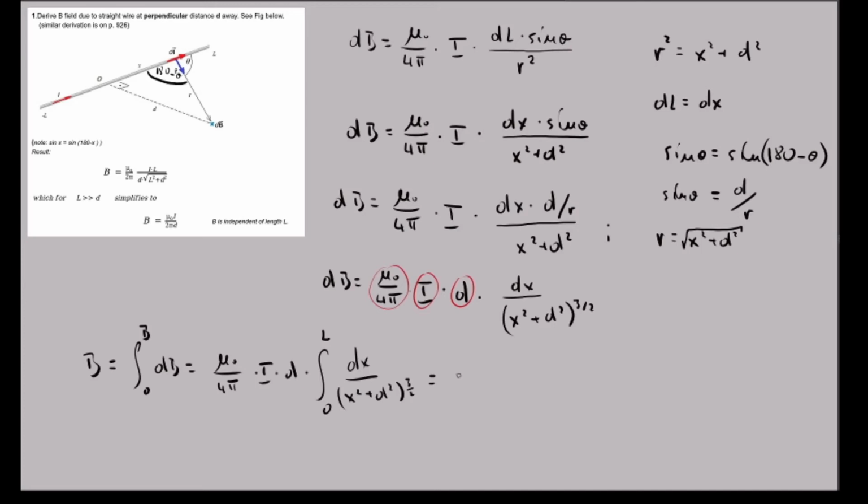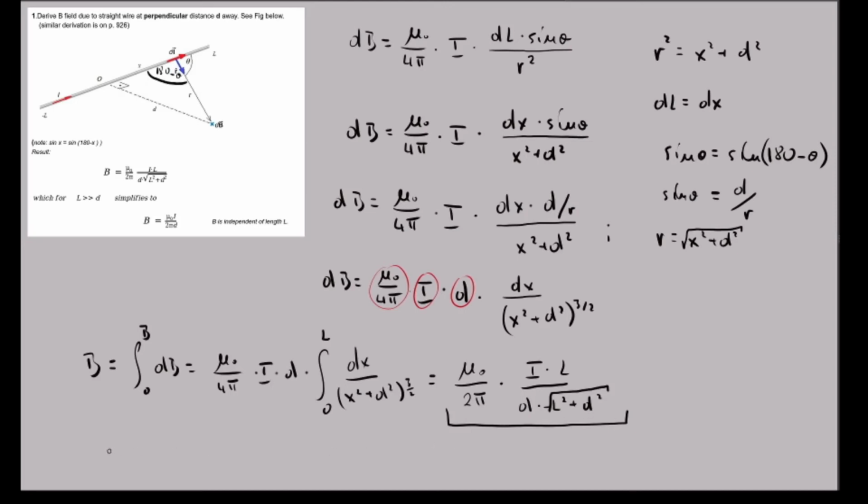So what we'll have here is mu naught over 2 pi times I times L, the length of the wire, divided by d times the square root of L squared plus d squared. So this is it. This is the expression for the magnetic field at this location due to the wire of length L.